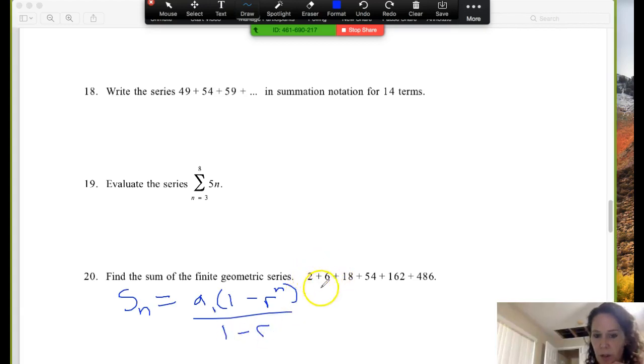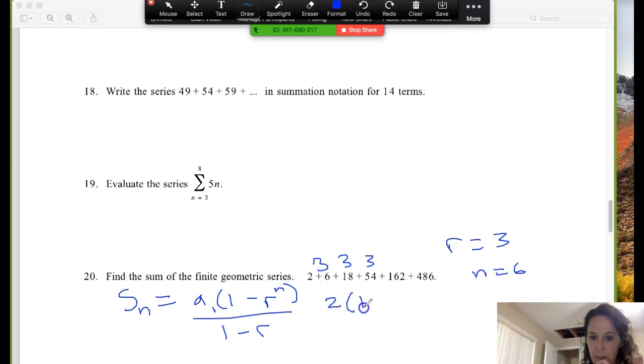So first I need to know the common ratio. Well, 6 divided by 2 is 3. So it looks like 18 divided by 6 is 3, 54 divided by 18 is 3. So it looks like your common ratio is 3. You have your first term and you have your number of numbers: 1, 2, 3, 4, 5, 6. So n is equal to 6. You can count it. So I'm going to go my first term, which is 2, times 1 minus my ratio, which is 3, to the n power, which is 6, over 1 minus my ratio, which is 3.